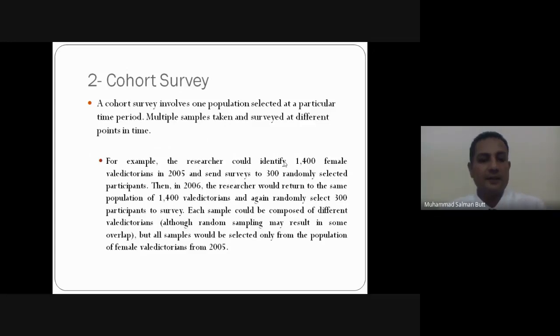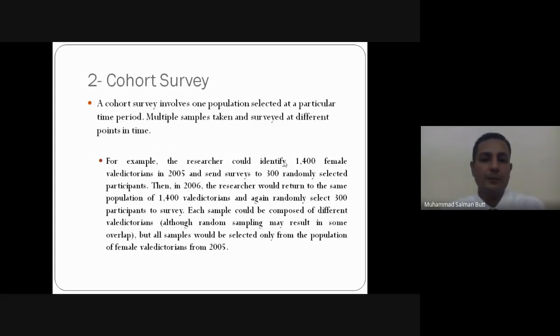And the book says the researcher could identify 1400 female valedictorians in 2005 and send surveys to 300 randomly selected participants. And then in 2006, the researcher will return to the same population of 1400 valedictorians and again randomly select 300 participants to survey. And each sample could be composed of different valedictorians, although the random sampling may result in some overlapping, but all samples would be selected only from the population of female valedictorians from the 2005 group.